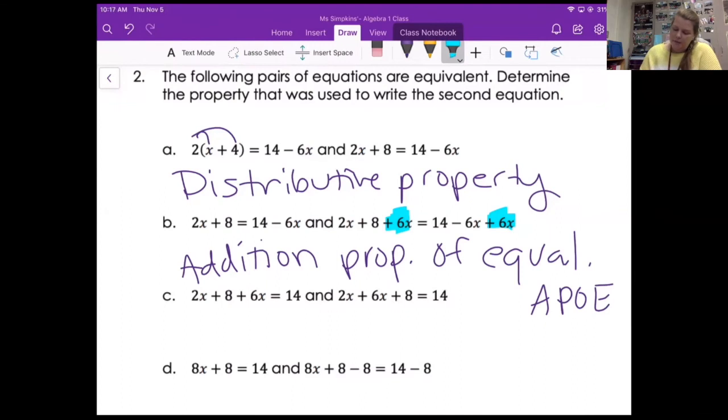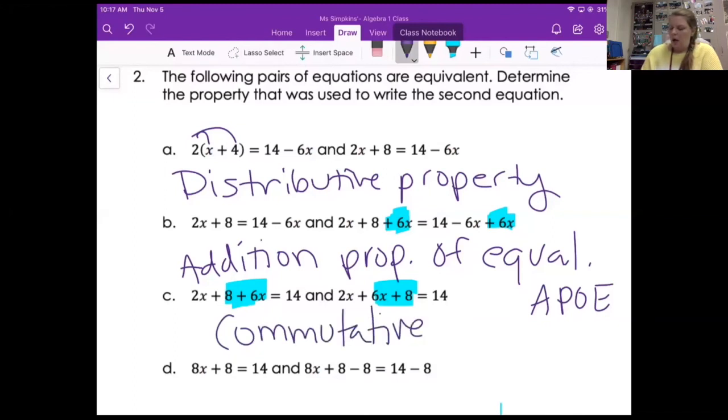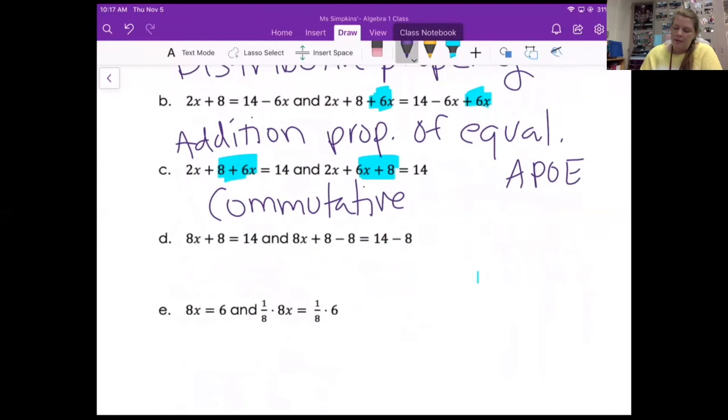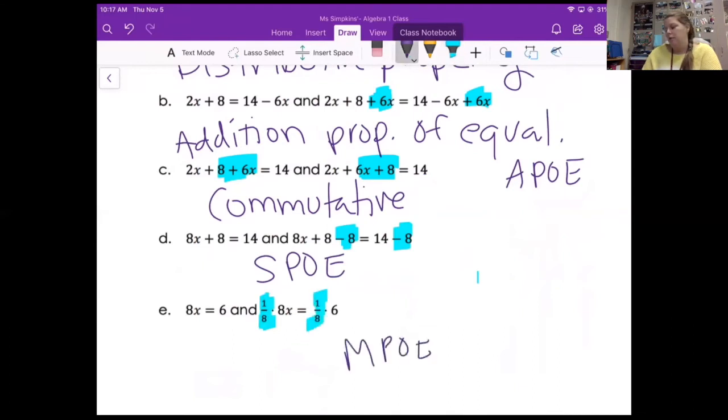Letter C was the commutative property. The 6x and the 8 switched places. So that was the commutative property. Letter D, they subtracted 8 from both sides. So that would be the subtraction property of equality. And then E, they multiplied by 1/8. So that would be the multiplication property of equality.